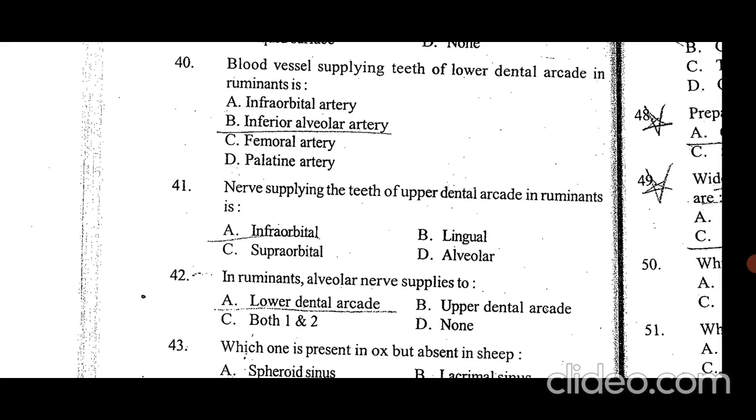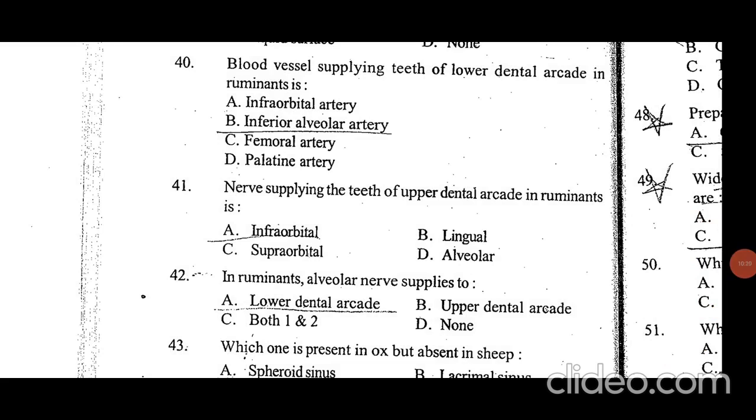The infraorbital nerve, infraorbital, means below the orbital fossa, and it supplies the innervation to the upper dental arcade, whereas the inferior alveolar artery provides the blood supply to the lower dental arcade. In ruminants, the alveolar nerve supplies the lower dental arcade.